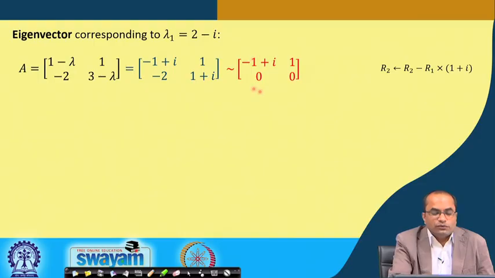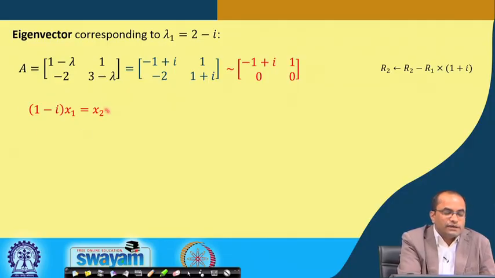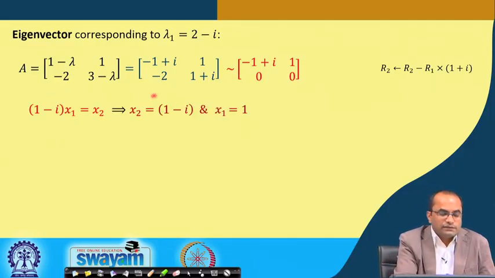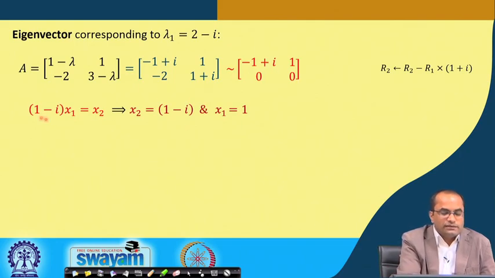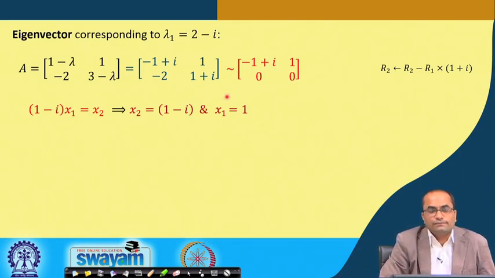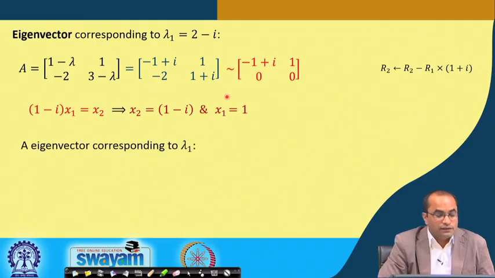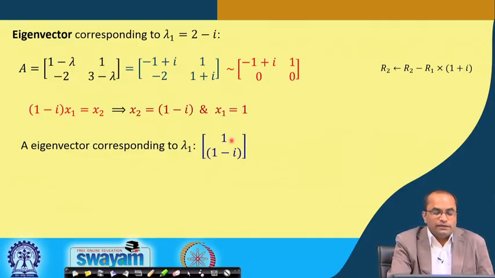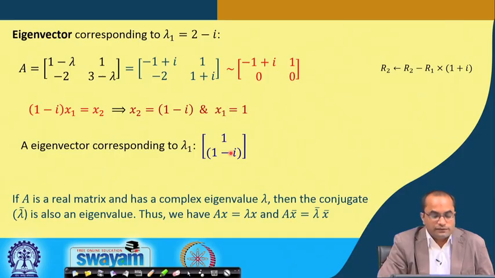So, we have this row reduced form by this transformation, and again we have this equation 1 minus i times x1 is equal to x2, from where we can just set x2 equal to 1 minus i, and we can get x1 as 1. So, an eigenvector corresponding to this eigenvalue is now 1 and 1 minus i. So, we have 1 and 1 minus i as the eigenvector.